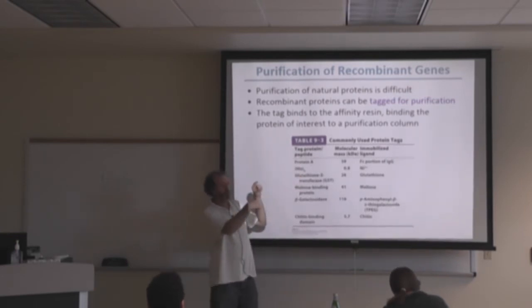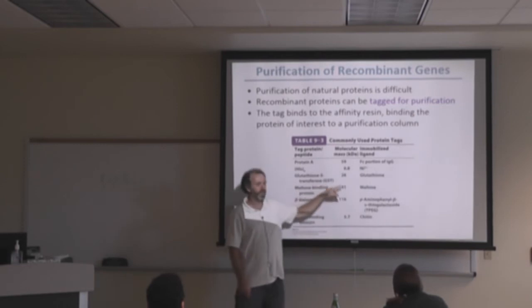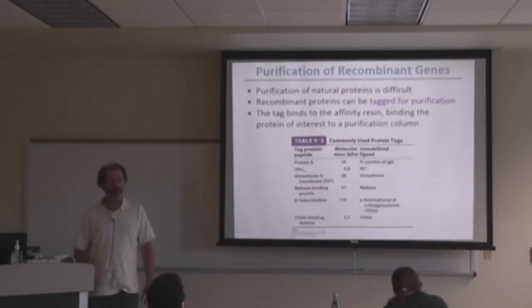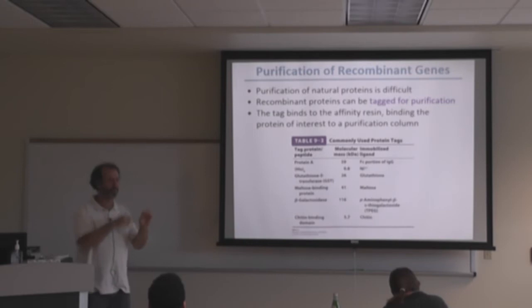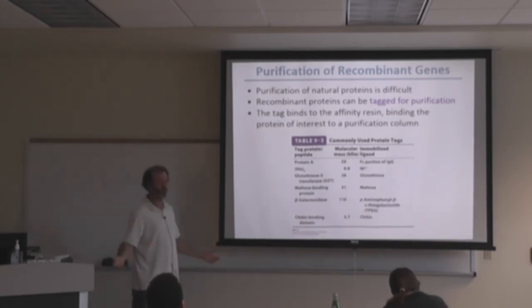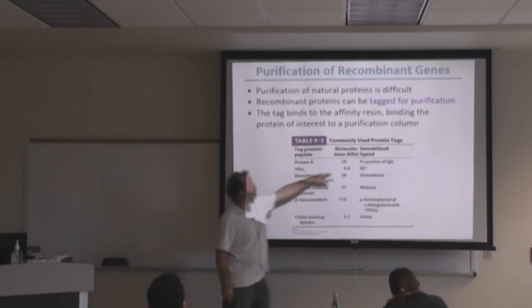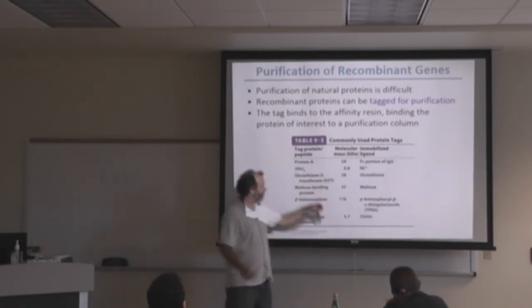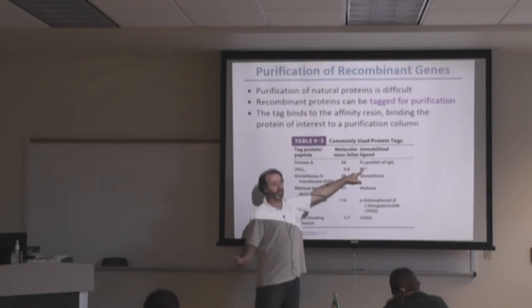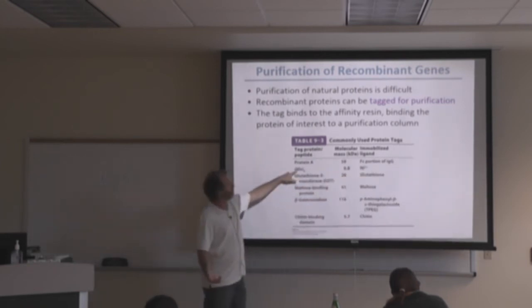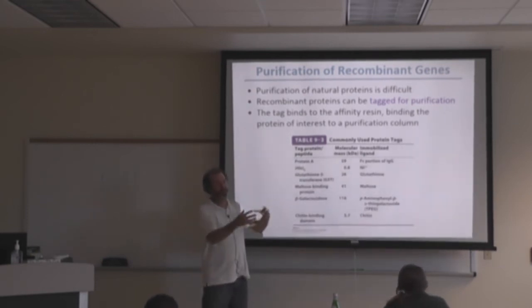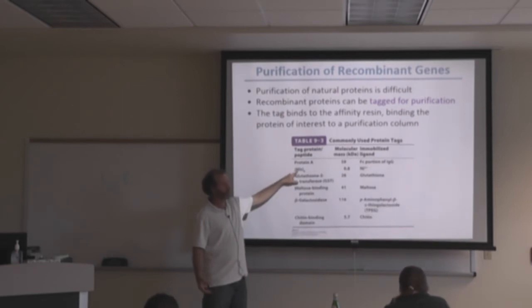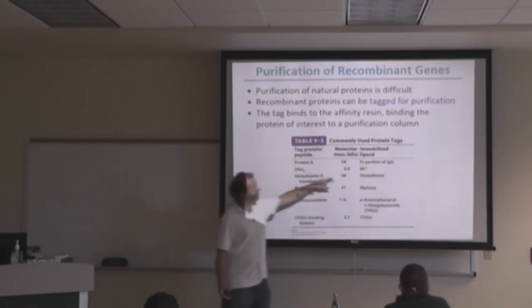Polyhistidine, that's what this is, His with a six, it's a polyhistidine tag. So what that does, you guys remember the R group on histidine, what that looks like? It's that cyclic nitrogen-containing compound. It's an imidazole is what that is called, and imidazole will coordinate nickel. So if you have a column made of nickel, anything with a lot of histidines is going to bind to that. If you have a polyhis tag on your recombinant protein, you bind it to the nickel.